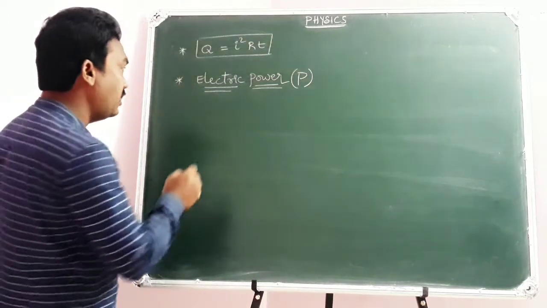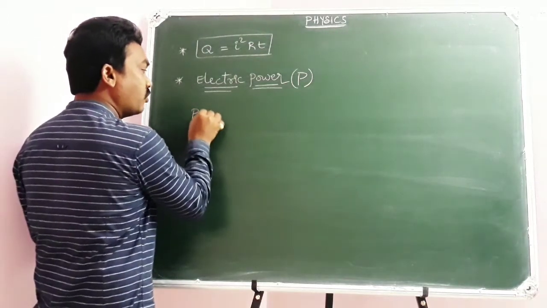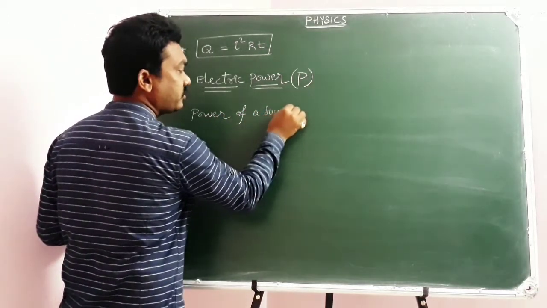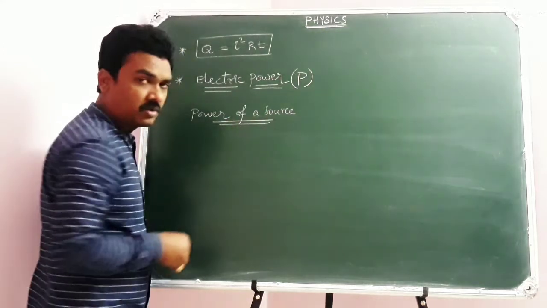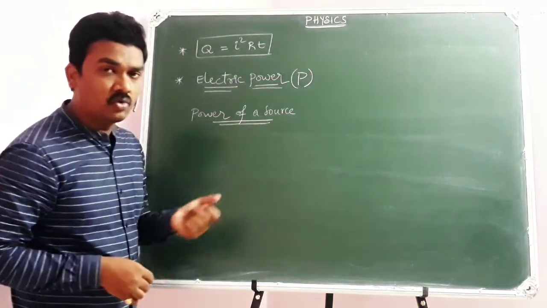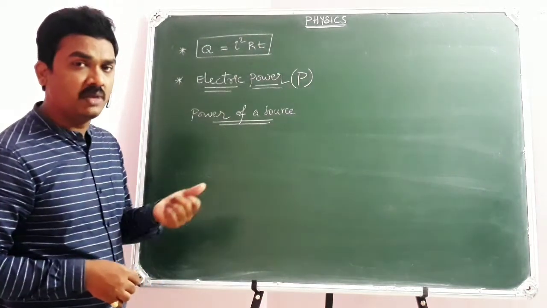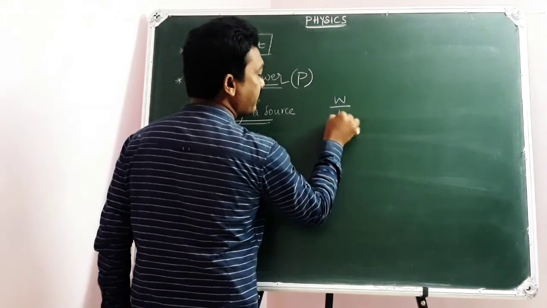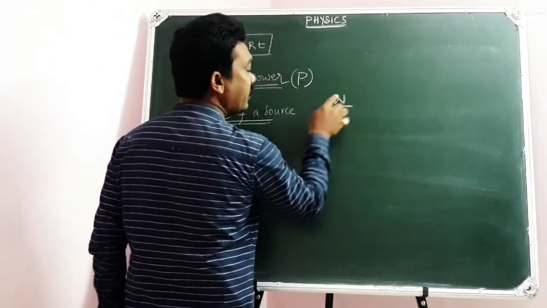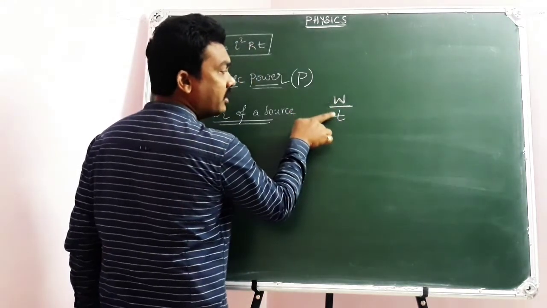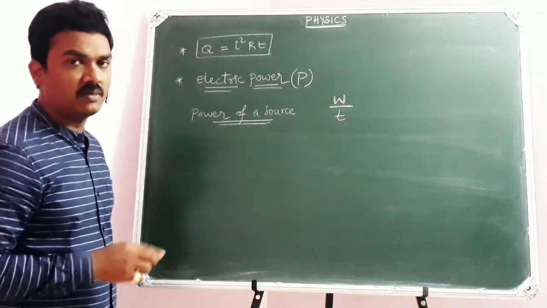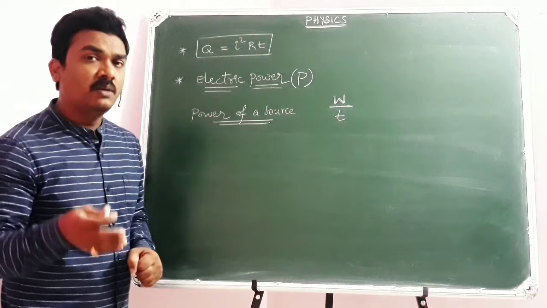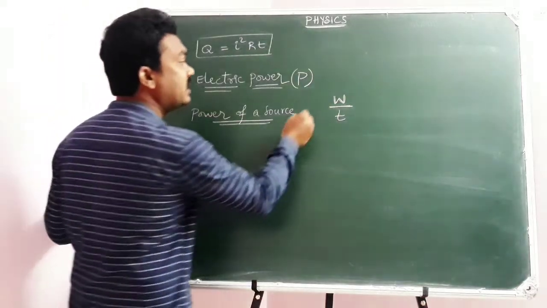So that is the reason why, if I am going to talk about the electric power of a source, the power of a current source can be expressed as the amount of electrical work done per unit time. The amount of electrical work done by the cell or battery per unit time. Per unit time means in 1 second. How much electrical work is being done by the cell or battery per unit time is defined as its power.